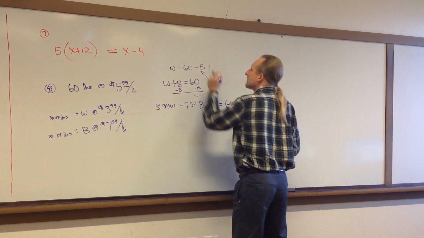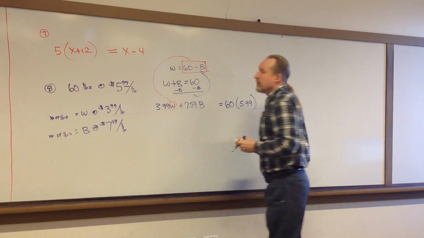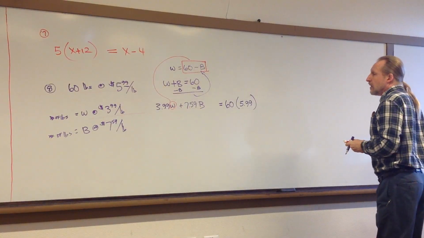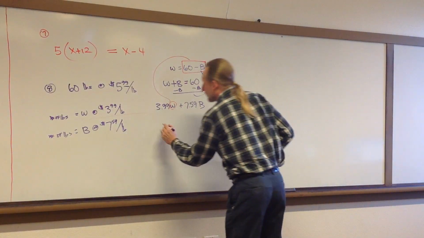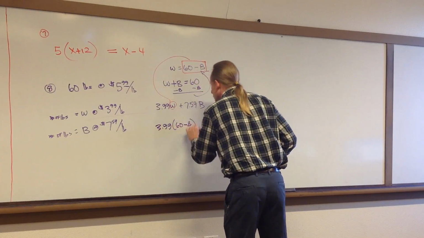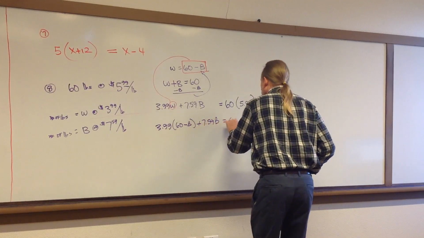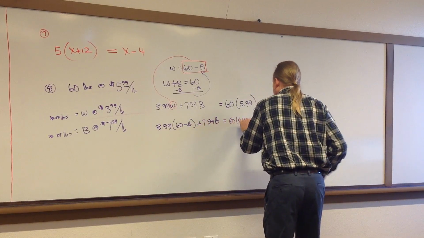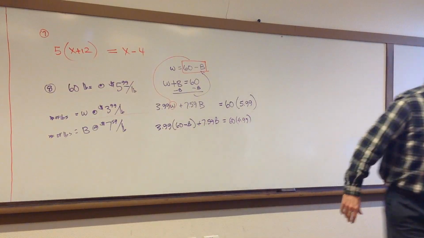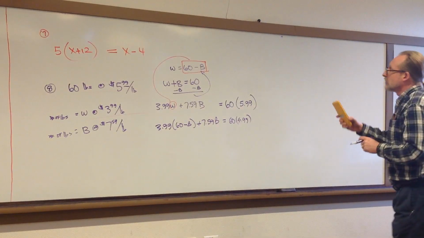And the beauty of this is now we take this 60 minus B, and we put it in here in place of the W. So that's going to give us 3.99 times 60 minus B plus 7.59 times B equals 60 times 5.99. Let's do a little bit of calculating here and simplify this equation a little bit.